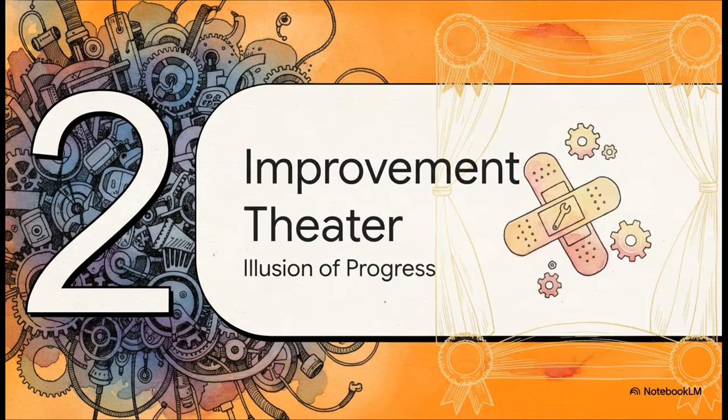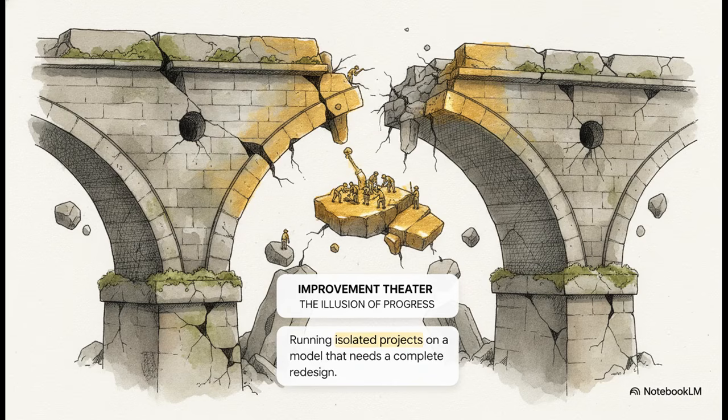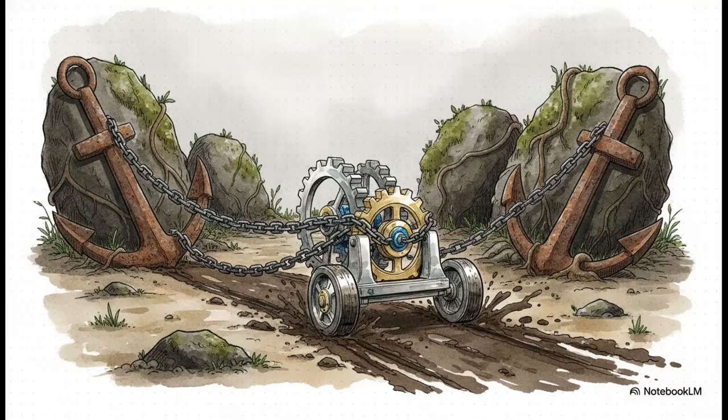Moving on to Section 2, the improvement theater failure, otherwise known as the illusion of progress. This brings us to a critical misdiagnosis that companies frequently make when they finally feel all this organizational friction. This is where we explicitly name our first major failure mode: improvement theater. It's the act of running isolated, little improvement projects on a model that actually requires a complete, ground-up redesign. Sure, it feels super productive, and it looks incredibly responsible on a performance review, but it is ultimately a total illusion. We really need to understand the causal mechanism at play here.